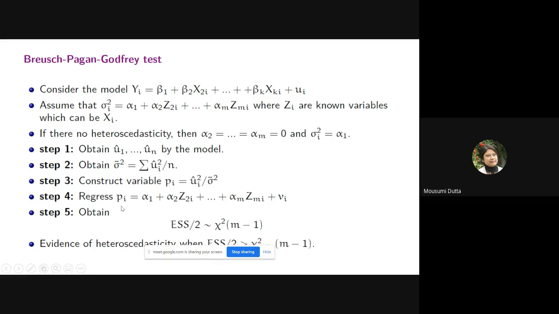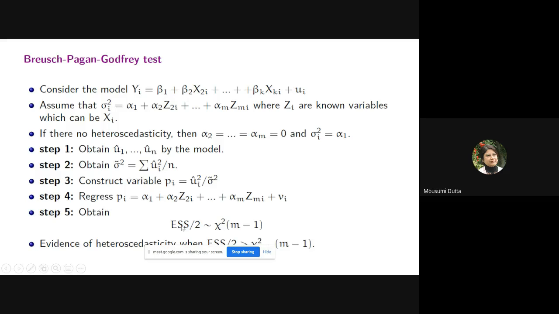After that, I'll regress pi on z2i to zmi. These values are known, or you can consider the explanatory variables x2i to xki. You can consider anything. Either another set of known variables will be with you, or another set of observations, or you can consider these explanatory variables directly.